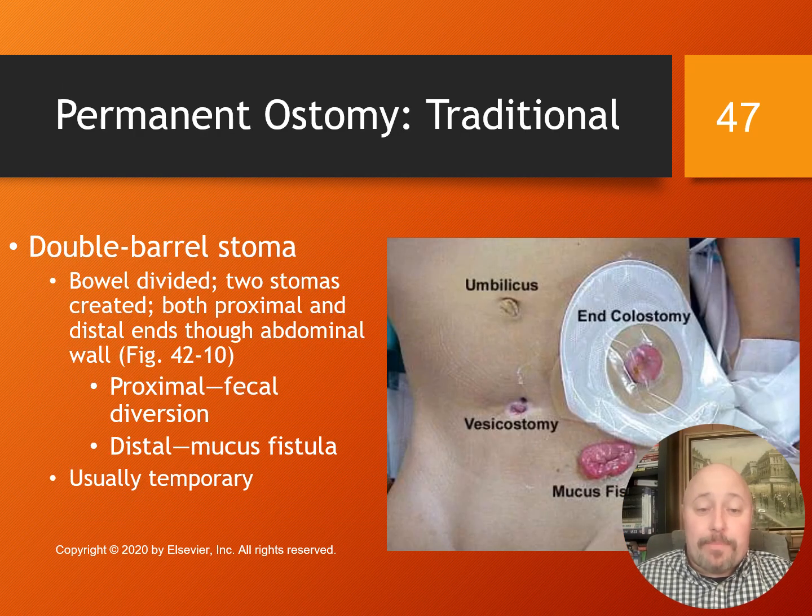In the case of a double-barreled stoma, this would be a bowel divided into two stomas, created at both the proximal and distal ends through the abdominal wall. The proximal is for fecal diversion, while the distal, the second fistula, is for mucus drainage.